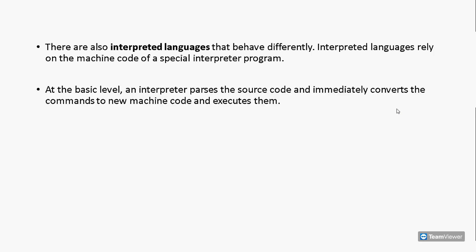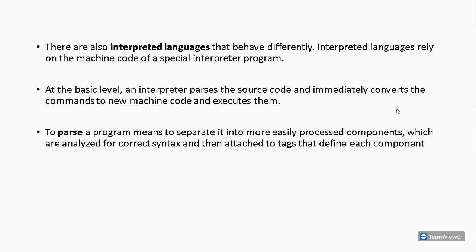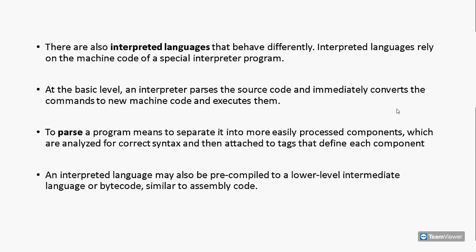At the basic level, we can say that an interpreter is responsible for parsing the source code and immediately converting the commands to new machine code and executing them. Parsing a program essentially means separating it into more easily processed components which are analyzed for correct syntax and then attached to tags that define each component. An interpreted language may also be pre-compiled to a lower level intermediate language or bytecode similar to assembly code.